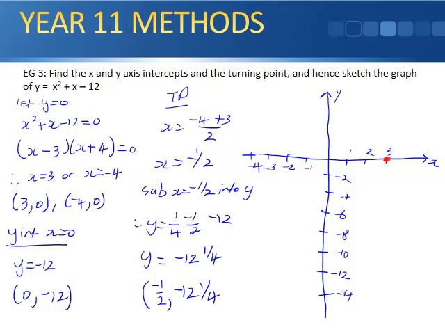So (3, 0) is one of the x-intercepts, (-4, 0) is the other intercept, and (0, -12) is the y-intercept, and then (-1/2, -12 1/4), which is right here, is my turning point. So I'm just going to put it like that, so the graph comes like this. I know that that was my turning point. Comes up like this, crosses there, and up here. Put my arrows on it and label it y equals x squared plus x minus 12.